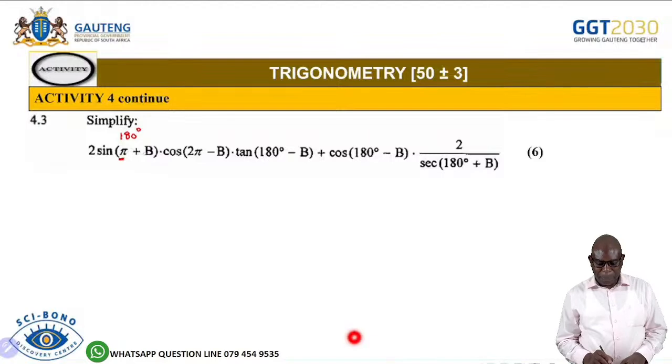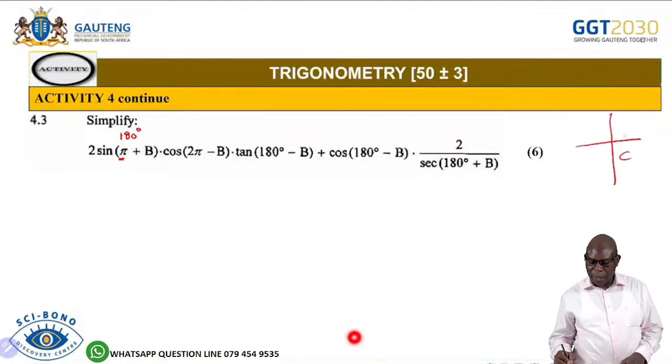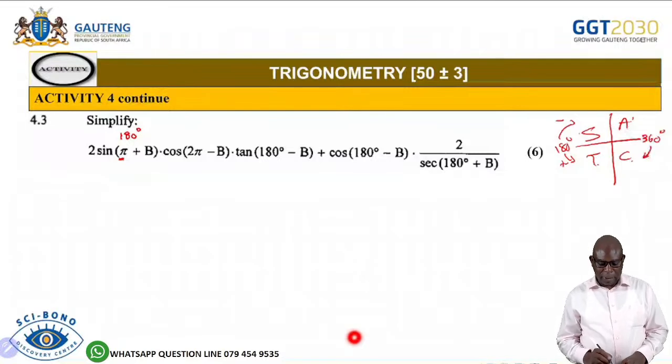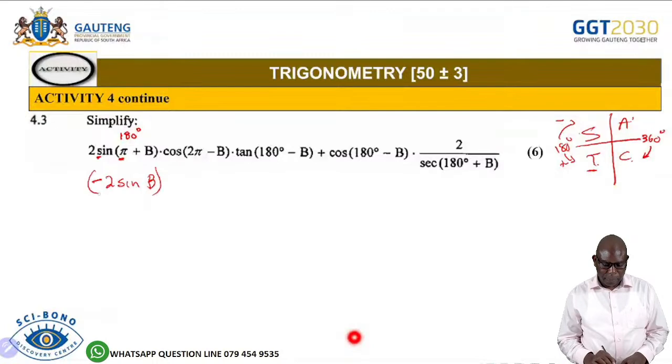So now 180 plus. Now if we go back again and do our CAST. This is the first quadrant, second quadrant, third and fourth. So 180 plus, this is 180 minus, that is 360 minus, and that's an angle in the first quadrant. So what I'll see here is 180 plus falls in here. There's a T, there's no S. So meaning that this one will be negative. So I'll have negative 2 sine of B. Right, put it in brackets.